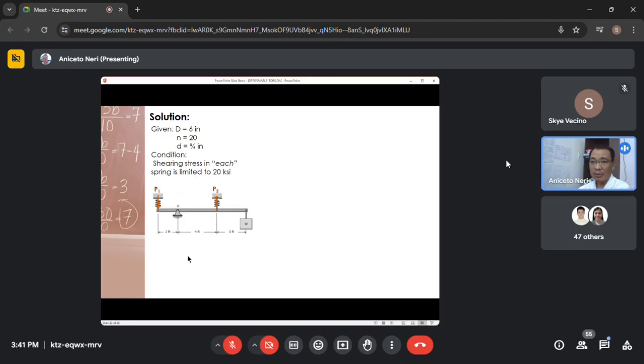Sige. So we start with equilibrium equation. And summation of moment, wala na summation of force. Moment na. So counterclockwise, and then clockwise. Ang gipangita there is W. So, we need to solve for P1 and P2. Okay. Equation number 1.